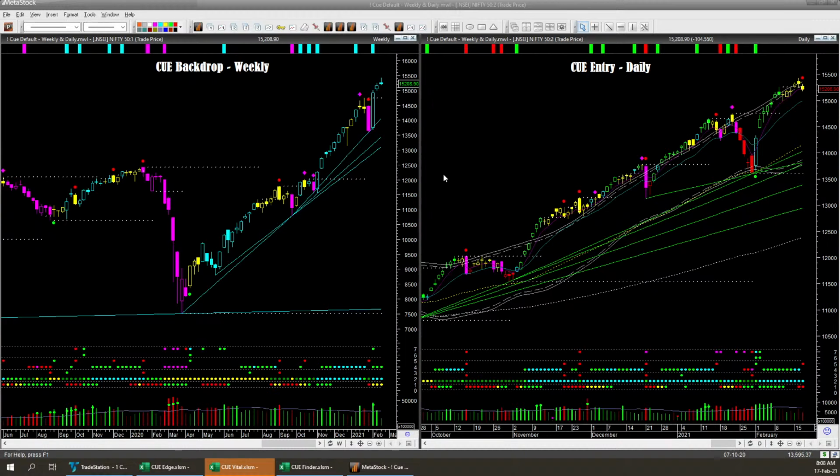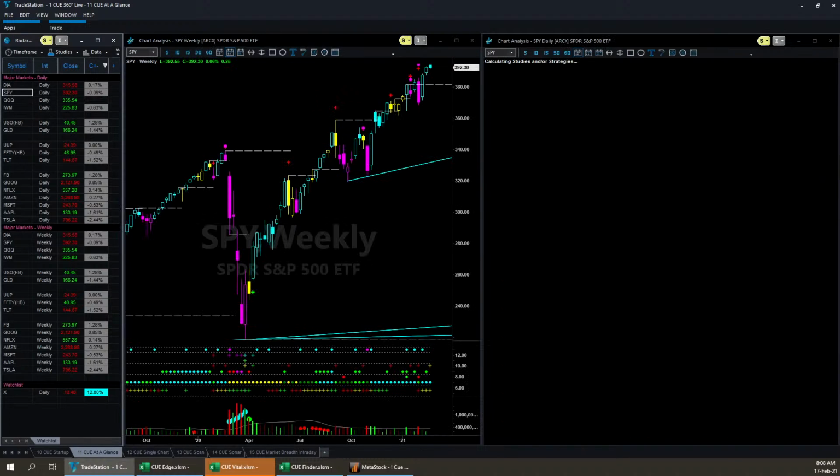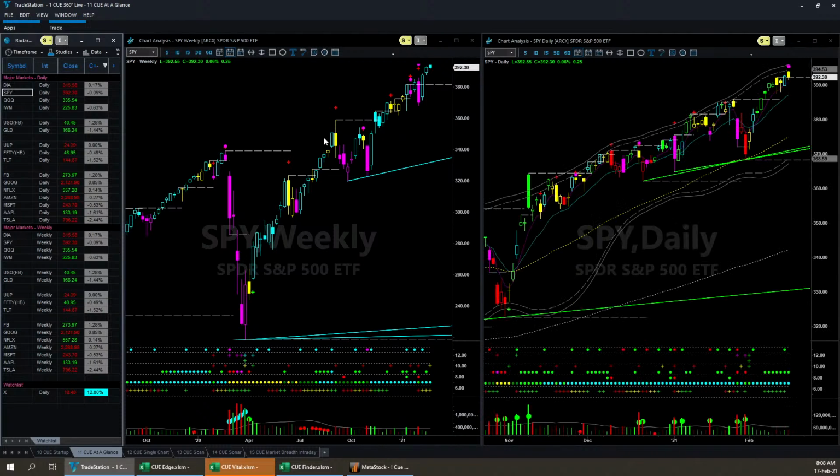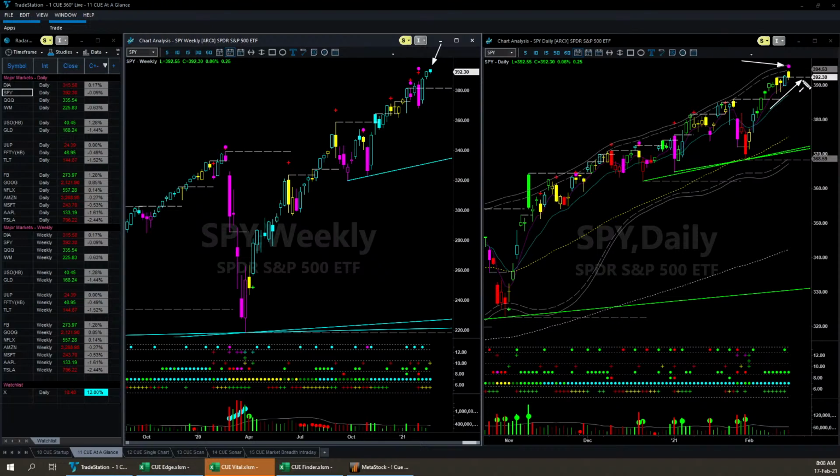Let's look at the USA market. For that, I'm going to use Q Elite running on TradeStation. Starting with the S&P 500 index SPY, the weekly backdrop is still bullish. Daily displayed a bearish headwind. That is a reason to be cautious and protect profit in existing long positions.